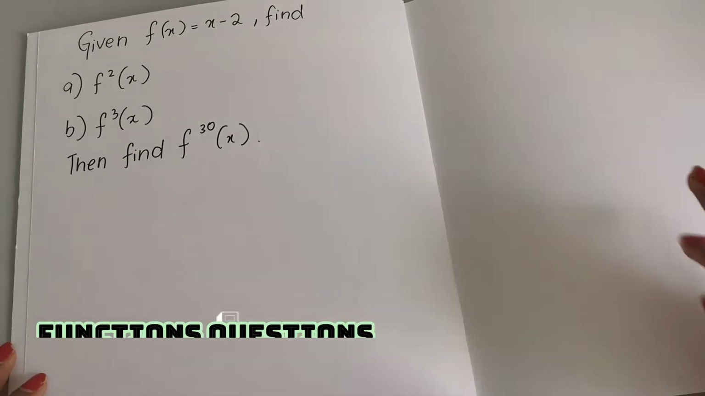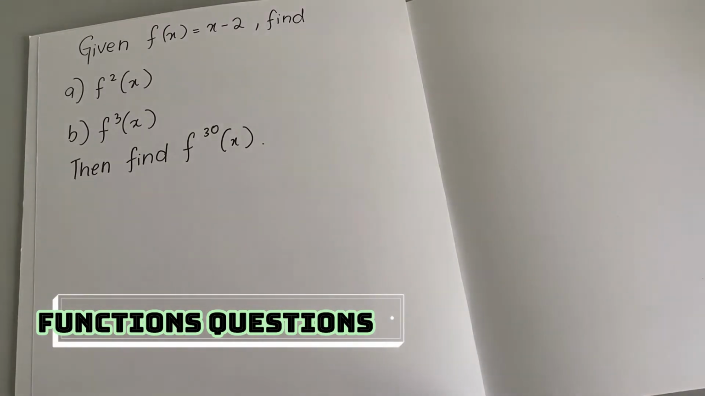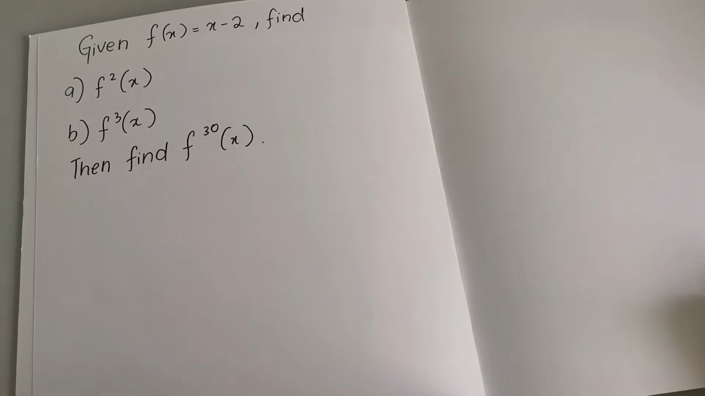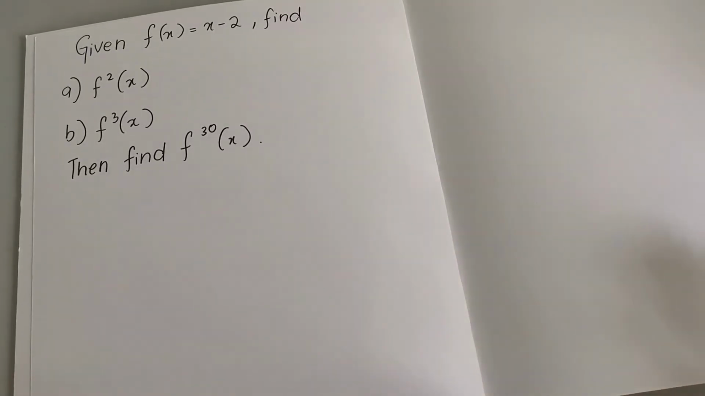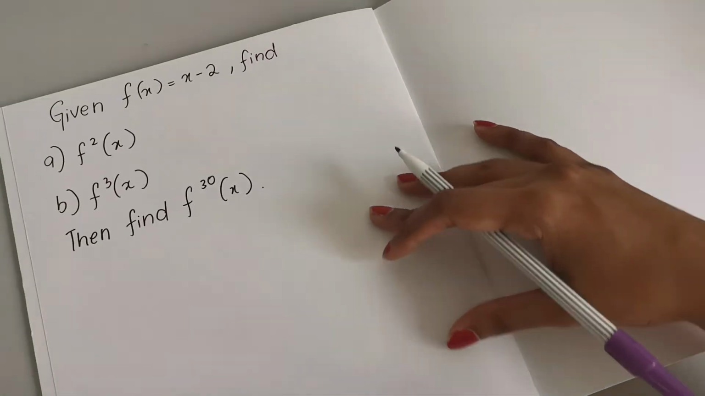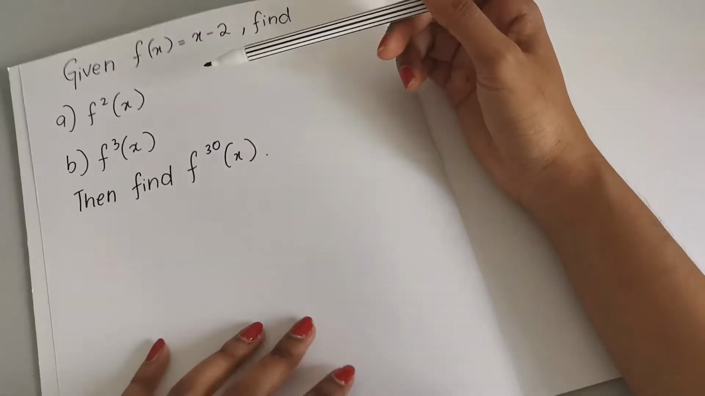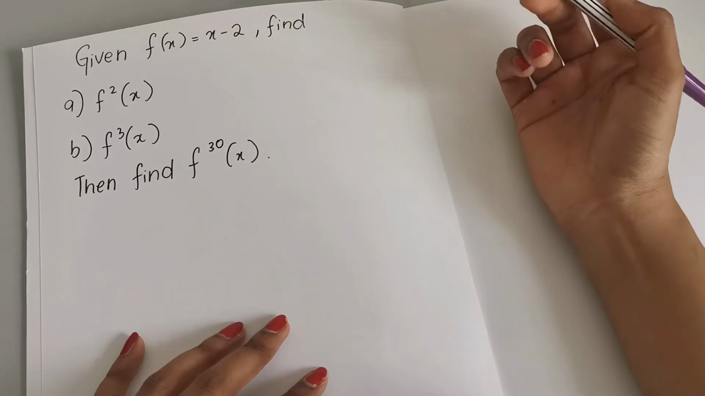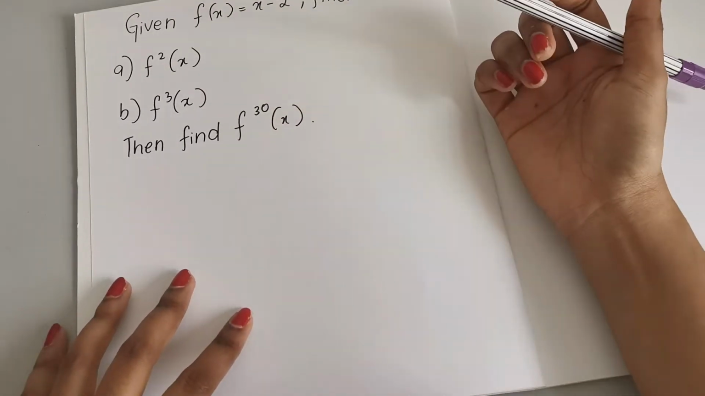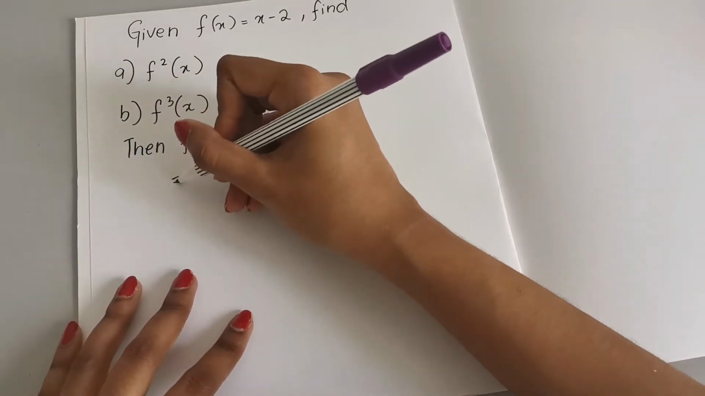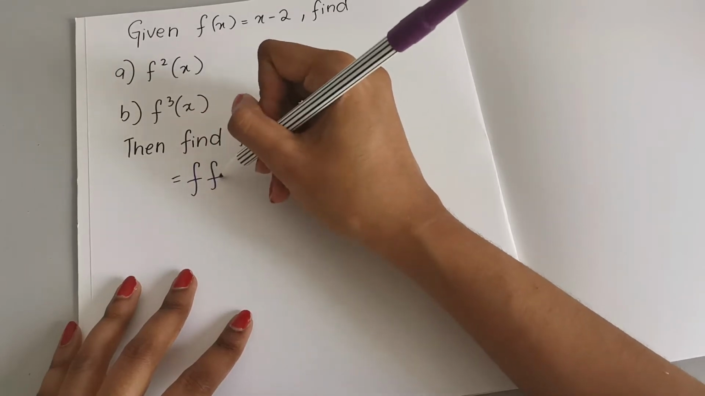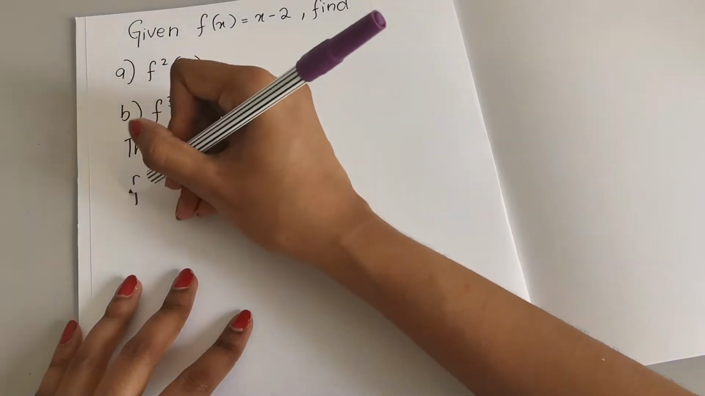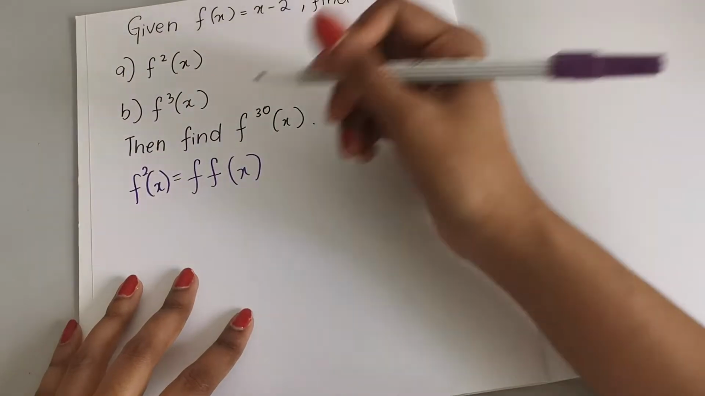Students, in this video we're going to do a few questions which involve the chapter functions from Form 4, and let's look at how to solve a more complex question. Here you're given the function f(x) equals x minus 2. Find f squared of x. When we find f squared x, it will be f of f(x). So this is our f squared x.